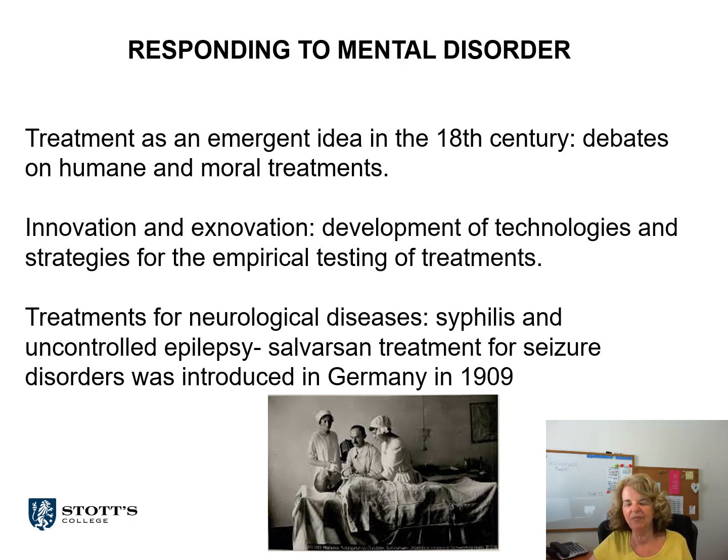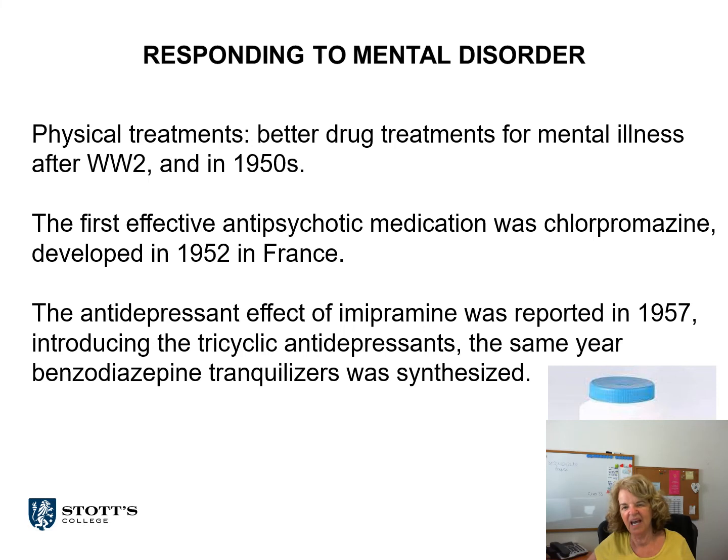And this came from Germany in the early 1900s. So the physical treatments and the better drugs around this actually were built between the early 1900s through to the 1950s. And some of them were really put together well during World War II. So the first effective antipsychotic medication, which was chlorpromazine, was developed in 1952 in France, and this had an antidepressant effect, and it was from something called imipramine, which was reported in 1957. So just building on a little bit of history here.